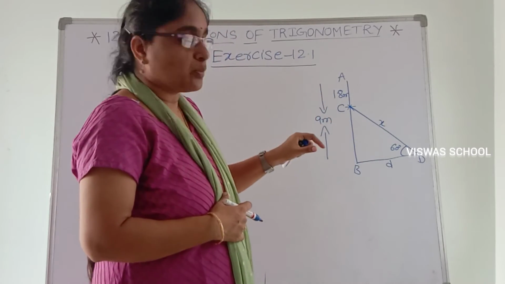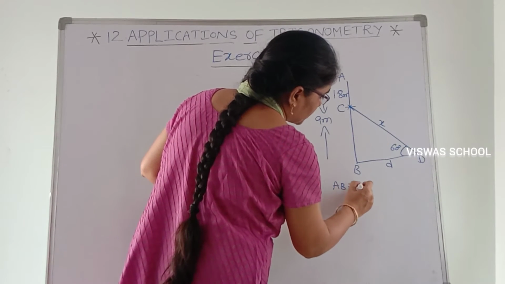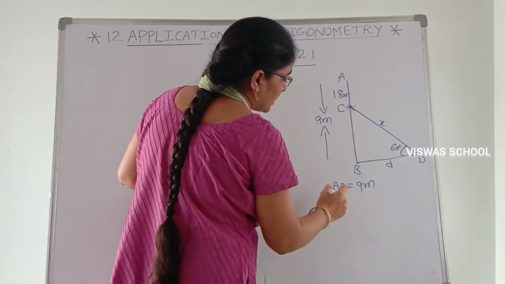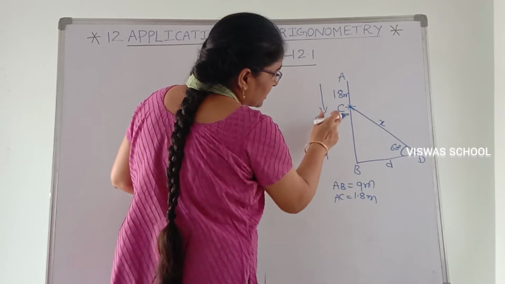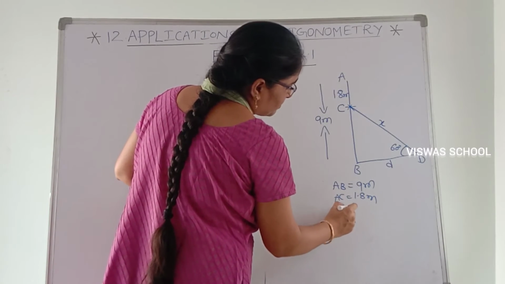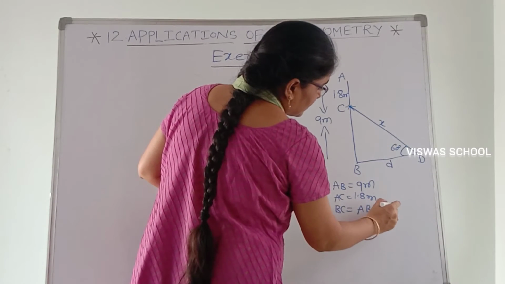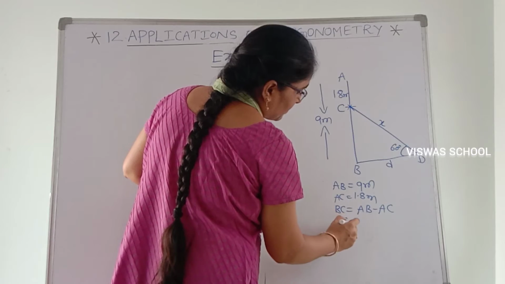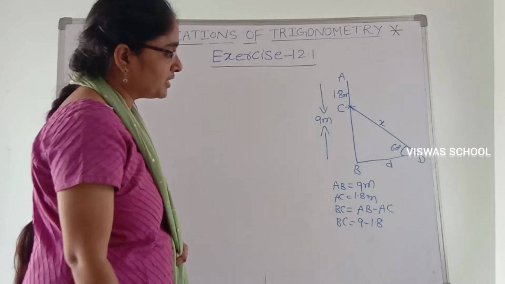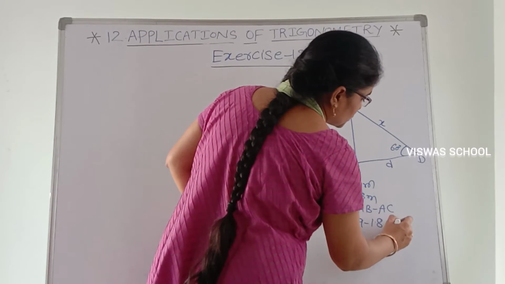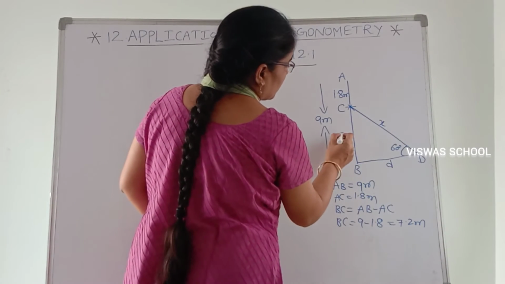The total length of the pole is 9 meters, that is AB equals 9 meters, and AC equals 1.8 meters. What about BC here? BC is equal to AB minus AC. AB is 9 and AC is 1.8. 9 minus 1.8 is 7.2 meters. This is 7.2.